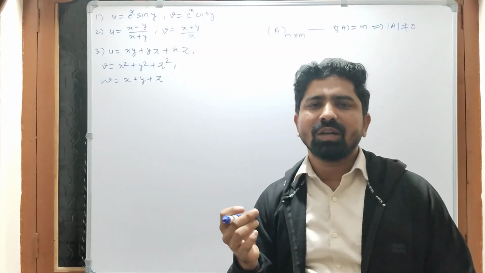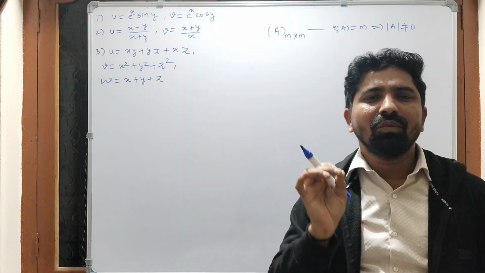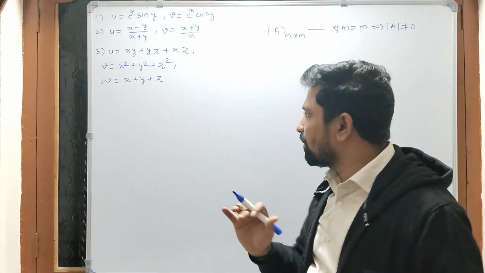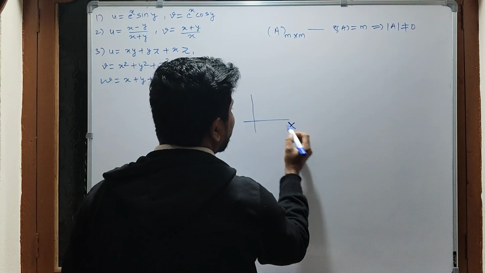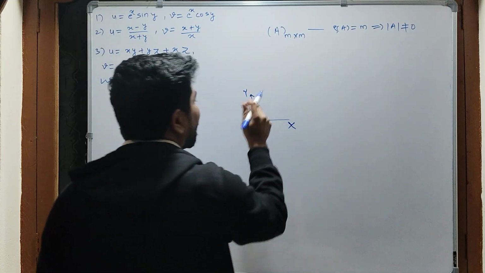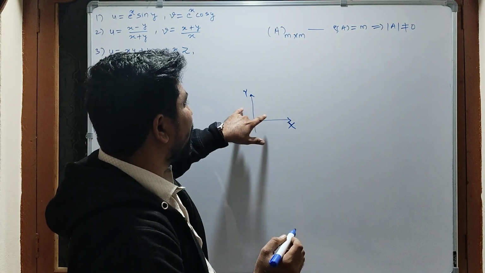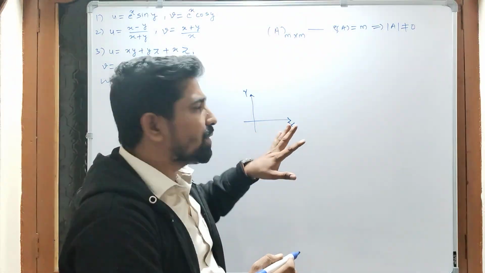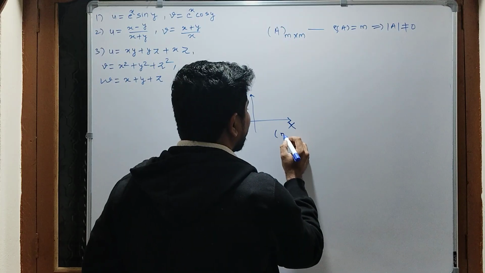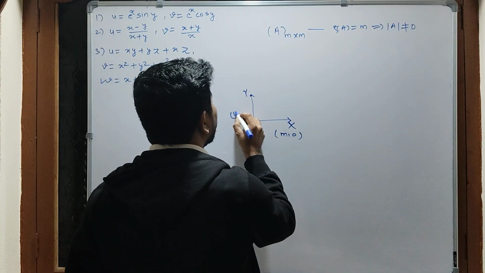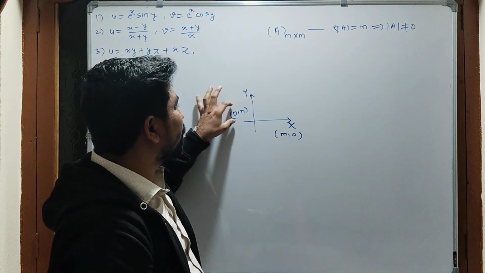Linearly independent vectors means all the m vectors in my matrix A have different directions. So for example, let's say this is my x vector. Here let's say the x axis is my x vector and let's say the y axis is my another vector. Here this vector is linearly independent of this vector y. Let's say I will denote this as m comma 0, and I will denote this as 0 comma n. So this is my m comma 0 vector, and this is my 0 comma n vector.